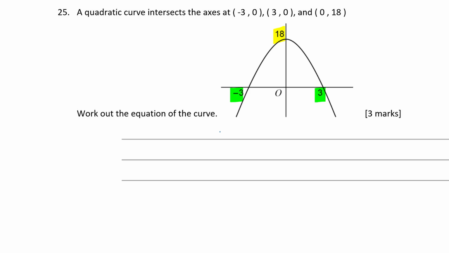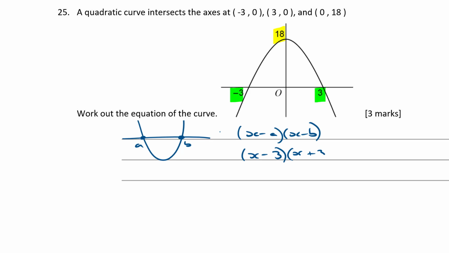Now, parabolas that are this way round, with the roots here and here, like a and b, have an equation in the form x minus a, x minus b, wouldn't it? So in this case, I've got minus 3 and 3 as my roots. So it's going to be something not unlike x minus 3, x plus 3, for my two roots here. Okay, but that gives me a kind of smiley parabola. What we want is a frowny parabola, one that's this way up.